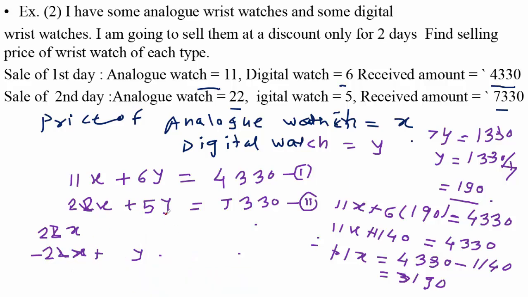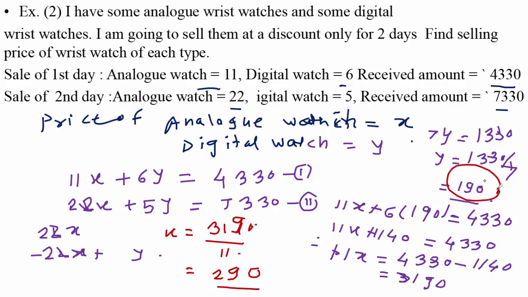Now x equal to 3190 divided by 11. After 11 to the 22, 9, 99, 11 9 the 99 and 0. Thus 290 is the price of analog watch and 190 is the price of digital watch.